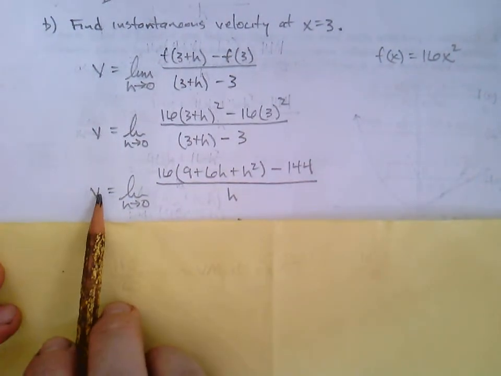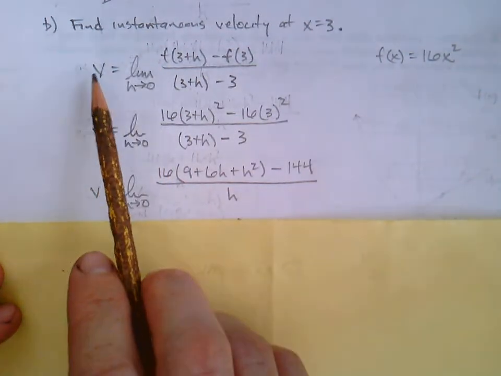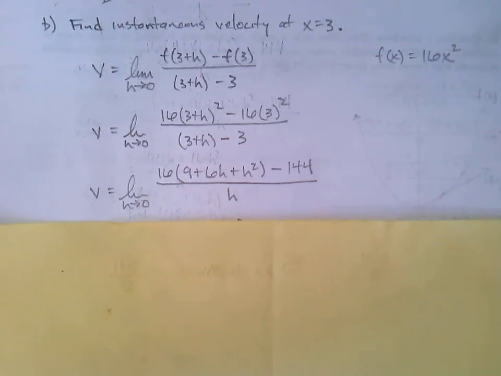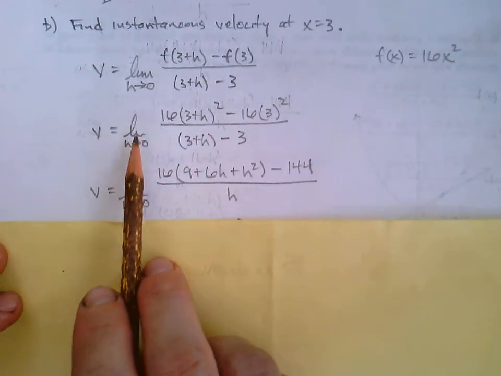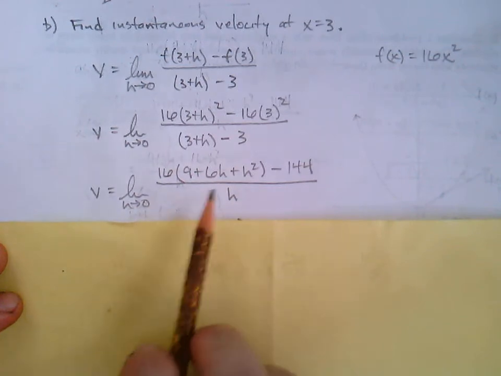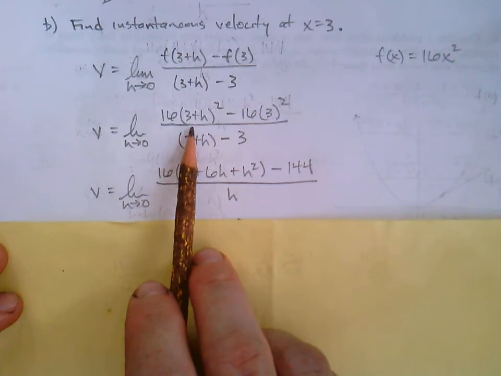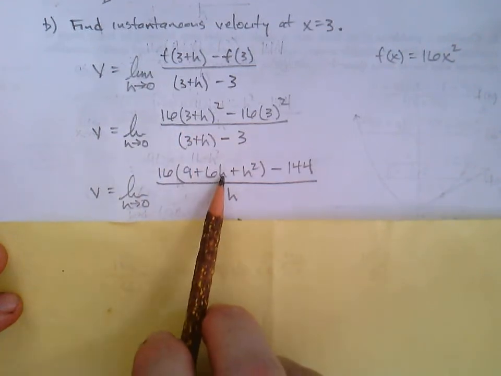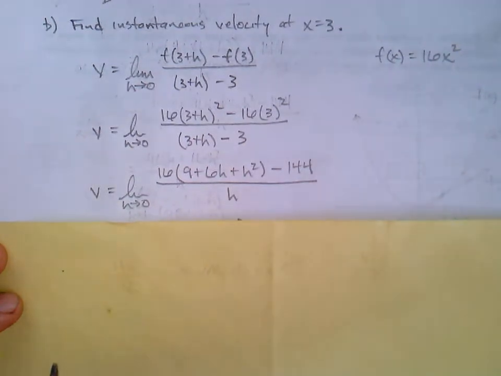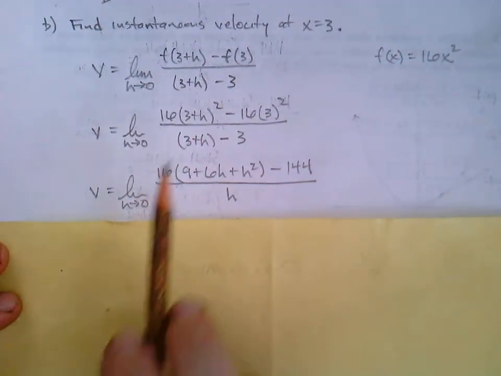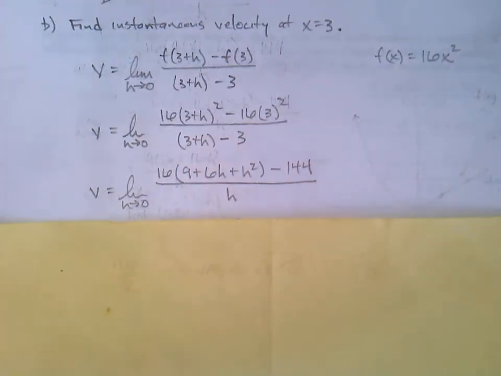So we've still got velocity. Notice we don't say v average anymore because it's instantaneous. So we just say v for velocity. So v equals, I'm still copying limit as h approaches 0. I'm just doing the algebra over here. So let's see, if we FOIL this, we've got 9 plus 6h plus h squared. Doing that calculation, we get the 144 again. And you'll notice in the denominator, 3 minus 3 cancels nicely, and we just get the h.